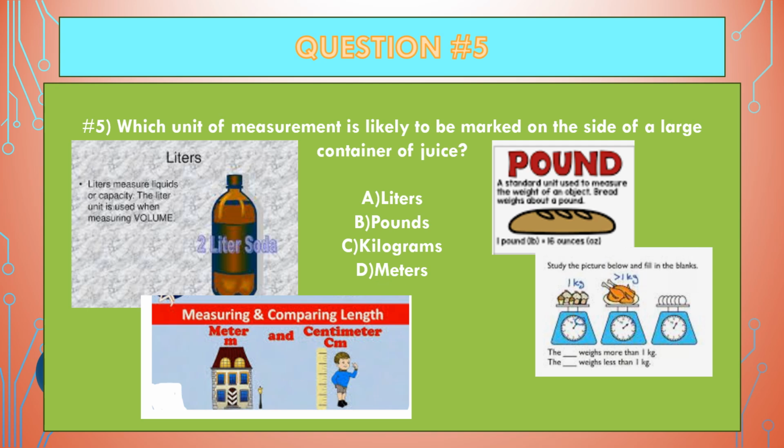Okay, so these are examples of the different measurements: liters, pounds, kilograms, and meters. So looking at these pictures, which one makes the most sense for you marking on the side of juice? If you said liters, you're absolutely correct. You would be marking on the side of a large container of juice using the measurement of liters. Now, if you need to pause your video to maybe write down the definitions or the examples of the different types of measurement, go ahead and do so now.